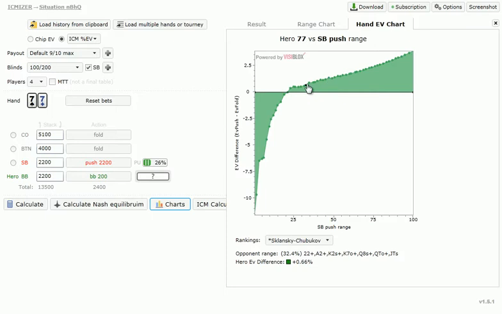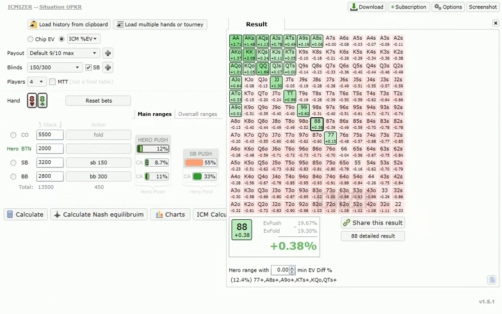Please note that you are not limited to simple spots. I am showing two examples where we are pushing and we are calling all in, so there is only one range to edit. If a spot is more complex and there are more ranges involved, please let me show you that we can still find dependency of EV for our hand from any range we choose.